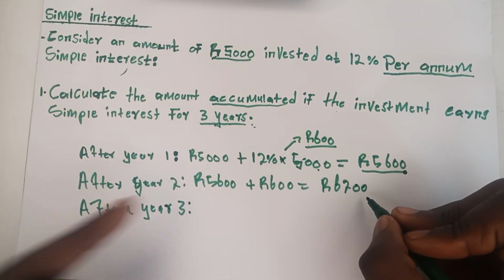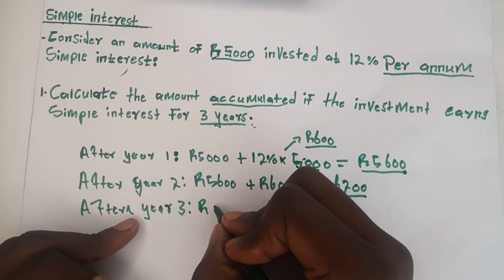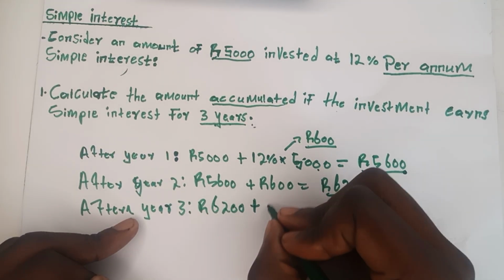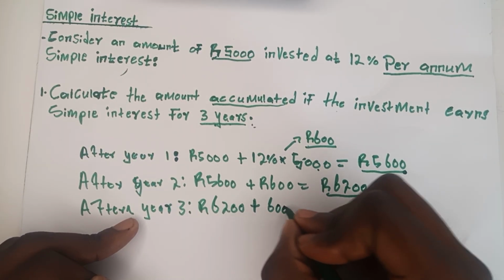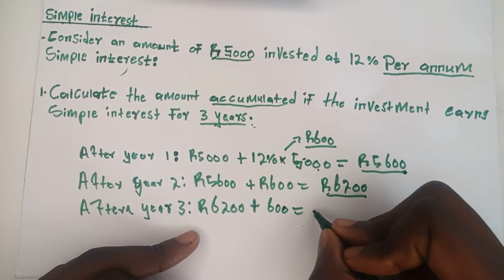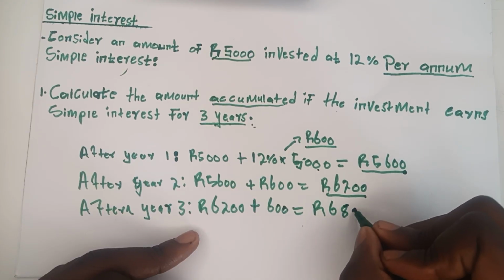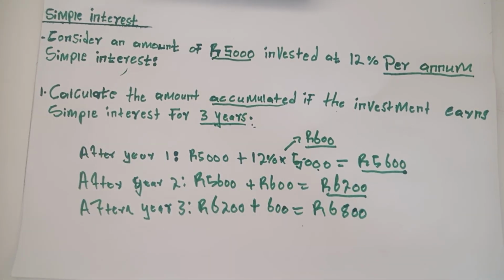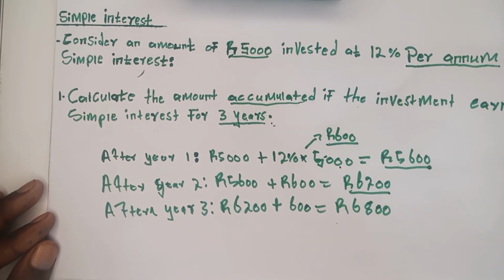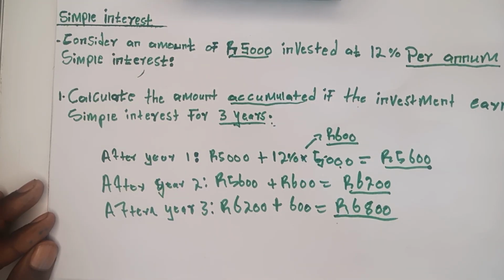After year three, they are going to take the accumulated amount after year two, which is 6,200, and then add the 600. After year three, your total accumulated amount will be, I think, 6,800. But you could have used the simple interest formula to arrive at this answer without ever needing the manual method.